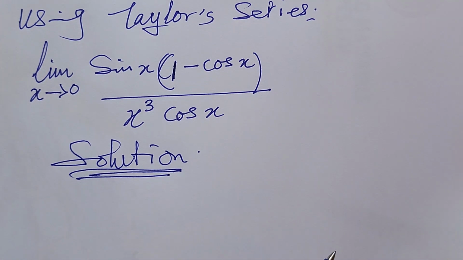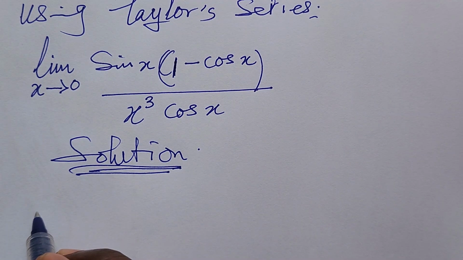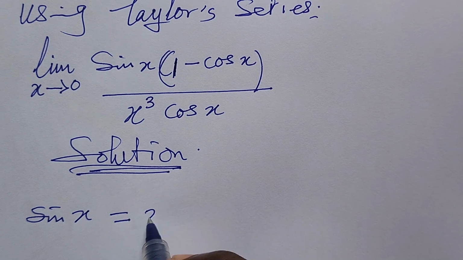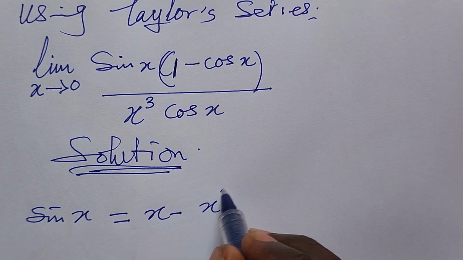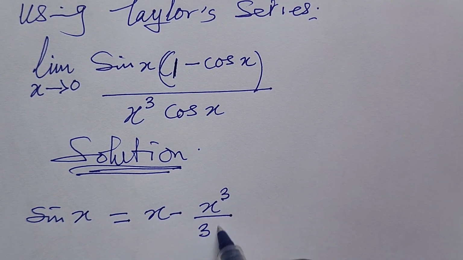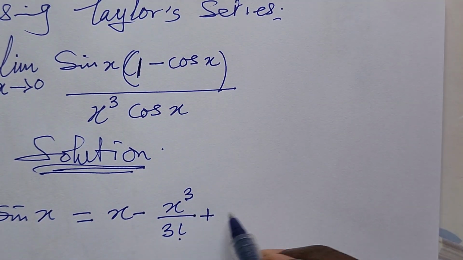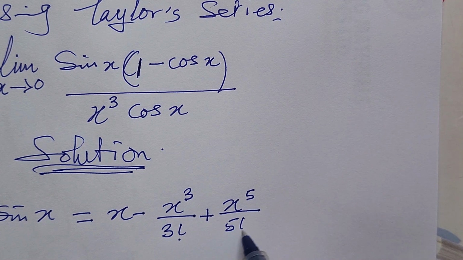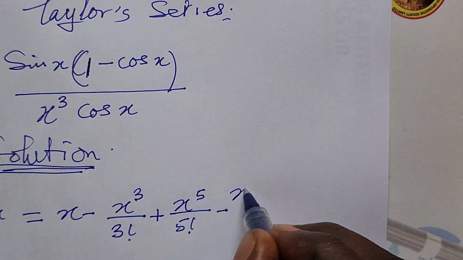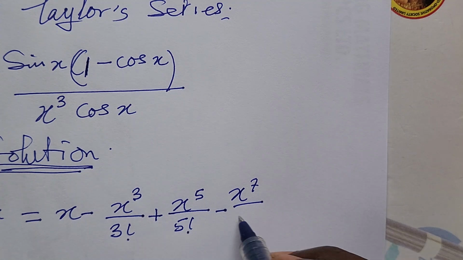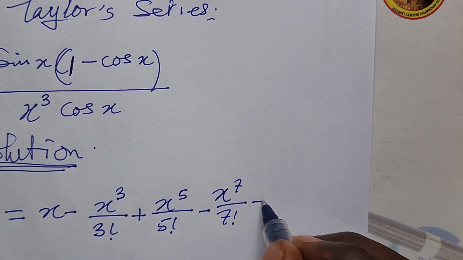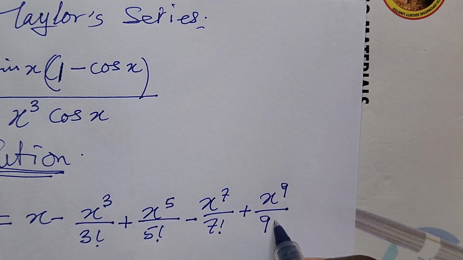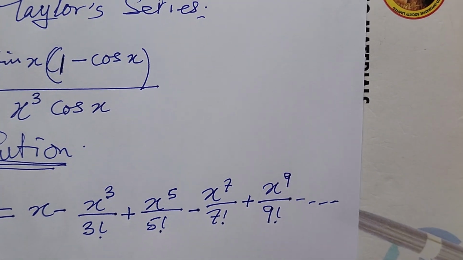We all know from the Taylor series expression that sine x is equal to x minus x to the power of 3 over 3 factorial, plus x to the power of 5 over 5 factorial, minus x to the power of 7 over 7 factorial, plus x to the power of 9 over 9 factorial, and so on, right?